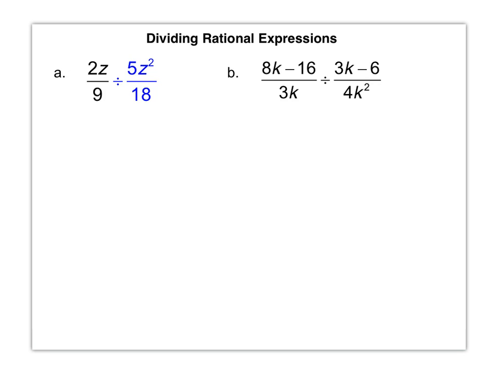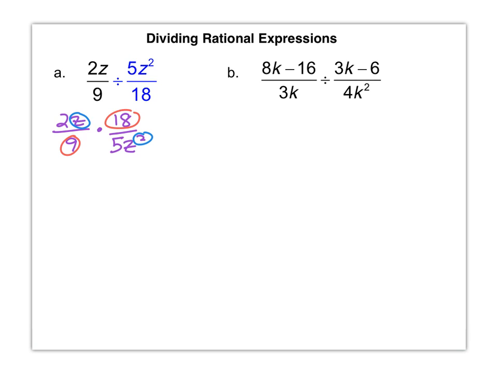In part A, we're taking 2z over 9 divided by 5z squared over 18. We're going to change this to a multiplication problem. The first term, 2z over 9, change the division to multiplication and write the reciprocal, 18 over 5z squared. This can be simplified. We have a common factor of z in the numerator and in the denominator. Although there's a z squared, that's going to simplify. We also have a common factor of 9 in the numerator that can simplify with the 18 in the denominator.